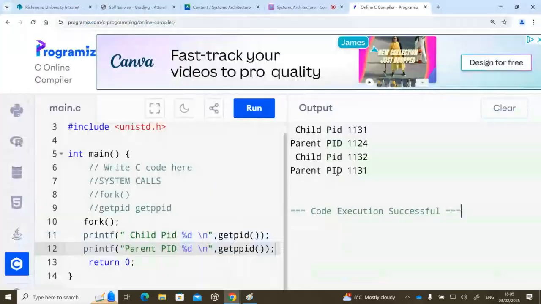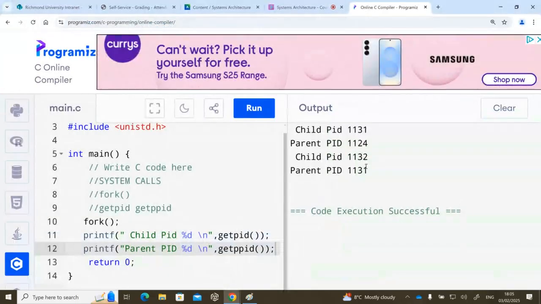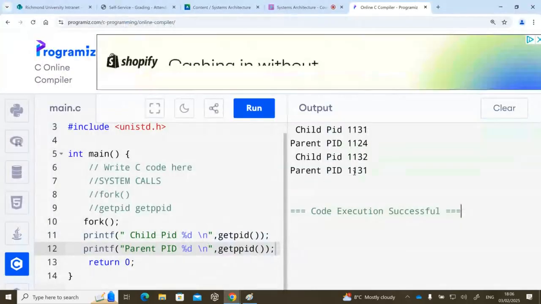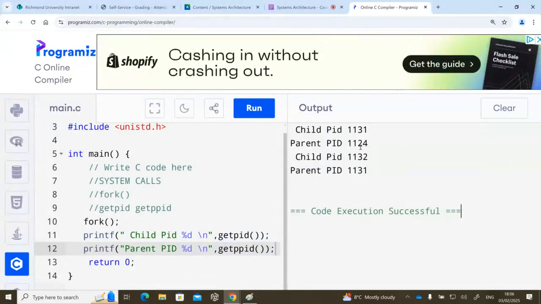Can somebody explain why the output has three different numbers here? It was repeating, but not in the exact location. Close, yeah, close. Because this process was also run by a parent process. So above it there is another process, because the initial fork was also running in some process. So here's a question: what is the process ID for the first one? The smallest number here is 1124.